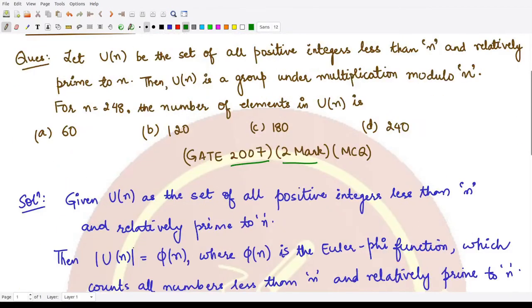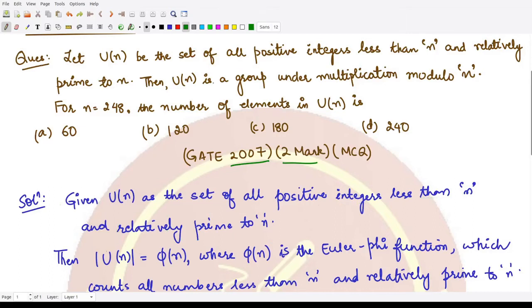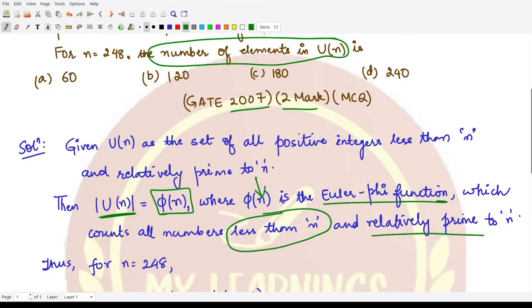So here, because you know this Un forms a group and contains all those positive integers less than n such that they are relatively prime to n, right? If that is so, then we need to calculate the number of elements in this. That means we need to calculate the order of this group. So the order of this group Un is given by phi of n, where phi of n is the Euler phi function of the number n. That means it will count all the numbers which are less than this particular number and are relatively prime to it. Correct? So here our n is 248.